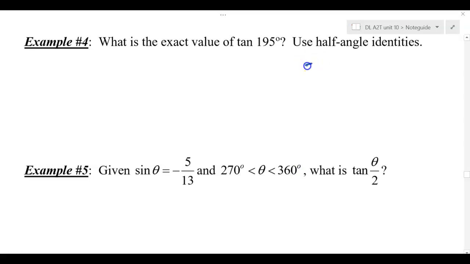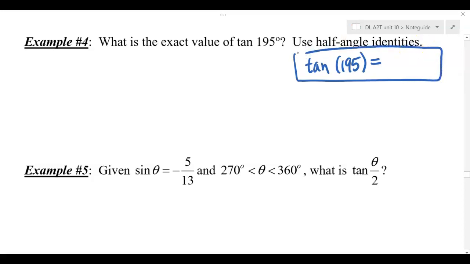So remember, our answer is literally going to say tan of 195 equals, and then I'm looking for something to write in my answer here. Now 195 is not a special angle. There might be multiple ways to do this if you're given free rein to do whatever you want. Here it specifically said to use half angle identities.